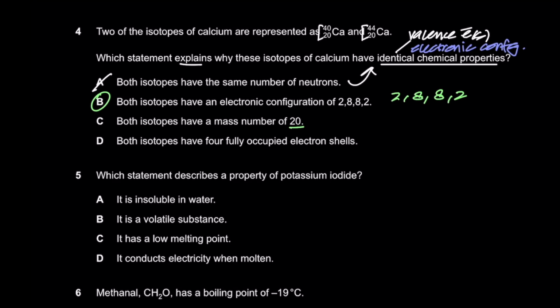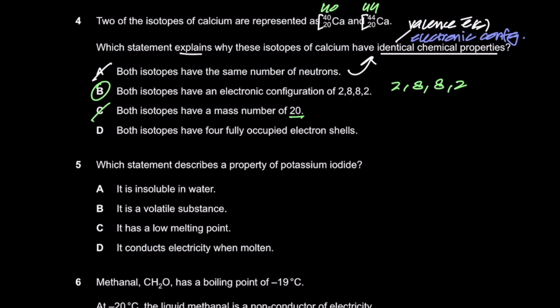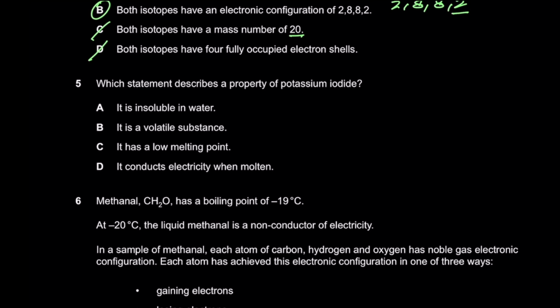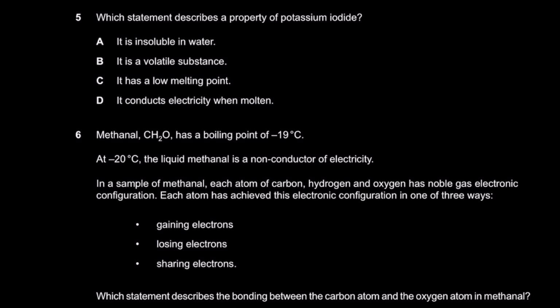Both isotopes have a mass number of 20. No, sir. One has a mass number of 40 and the other one has a mass number of 44. But even if he had written the correct statement, it would have been wrong because it does not explain this thing, right? Both isotopes have 4 fully occupied electron shells. No, sir. The last shell is not fully occupied. If it were fully occupied, it would have 8 electrons. It would have a complete octet.